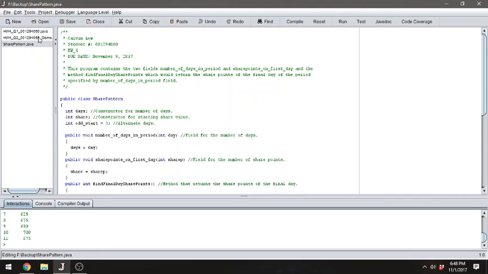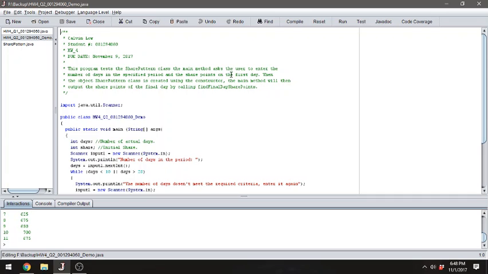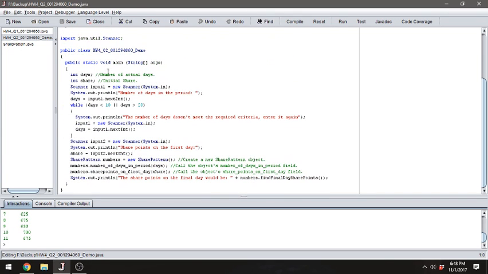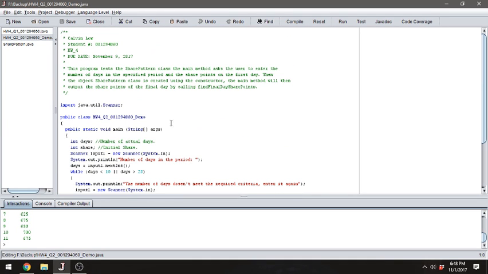But what's more important is homework number 4, question 2's demo. Let's move on to that. Why this is important is because this demo takes the find final day share points and the class share pattern and uses it in its code.